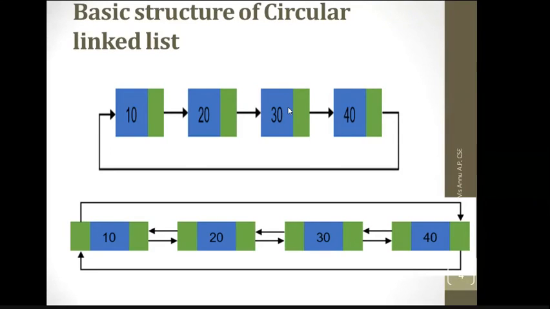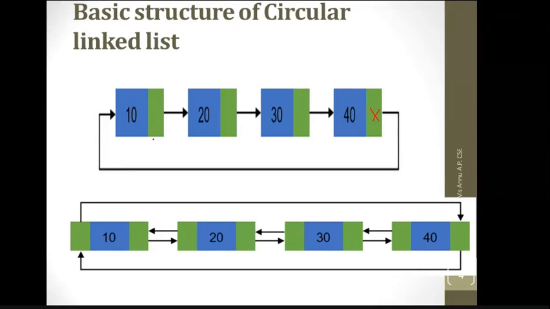Okay, instead of having the null pointer, the last node will have the address of the very first node in the list. And because the last node has the address of the very first node, in this example you can see 40 is the last node of this given list, and 40 has the address of the first node instead of having null here. Okay, 40 does not have a null pointer here. Instead of null, it has the address of 10.